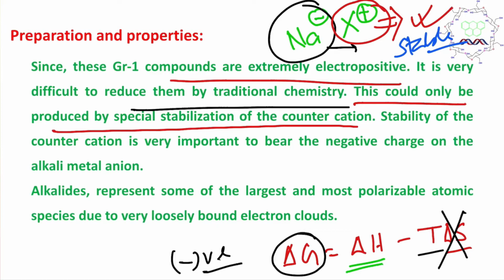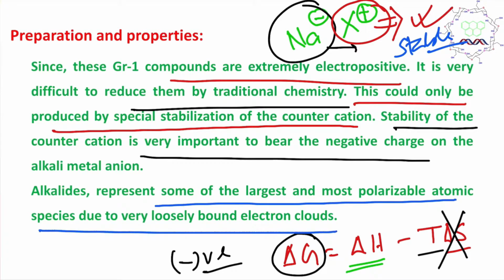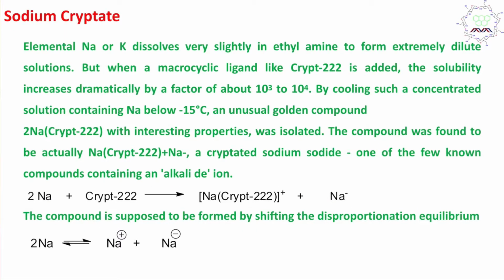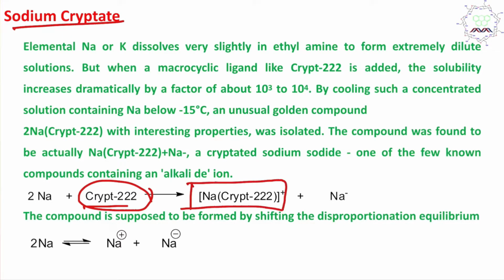That's why some special type of chemistry is utilized, because the stabilization of the cation is important to bear the negative charge on the alkali metal anion. And in this case, alkalides represent some of the largest and most polarizable atomic species due to very loosely bound electrons, as I told. So the question is, how could it be prepared? One of the paths is the cryptate. What do I mean? A cryptate is a coordinating species which coordinates sodium, and this sodium cryptate species is very stable.